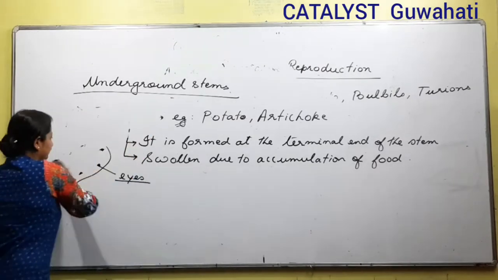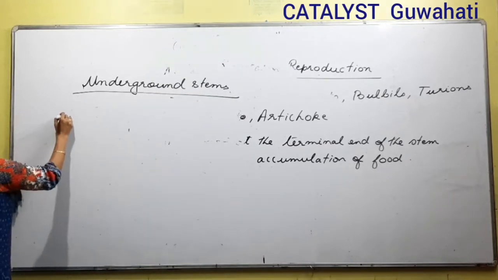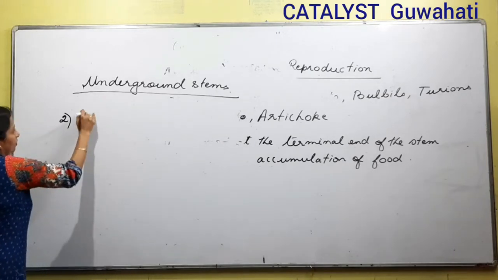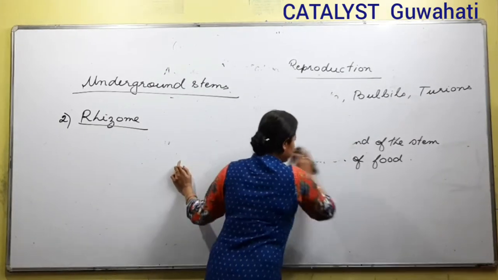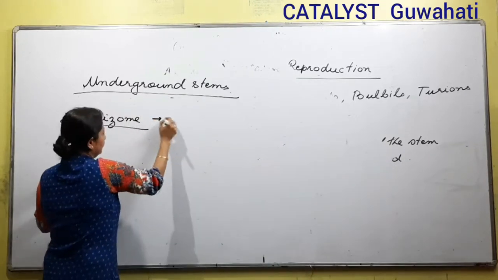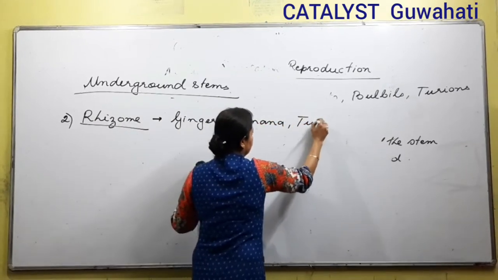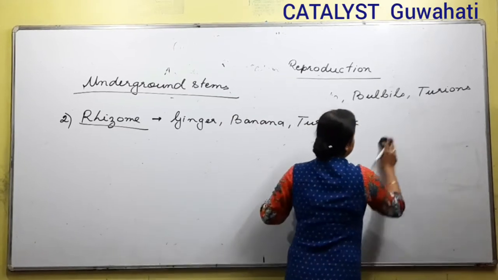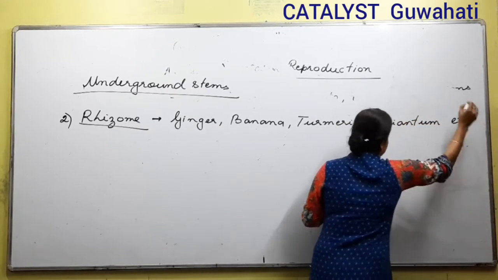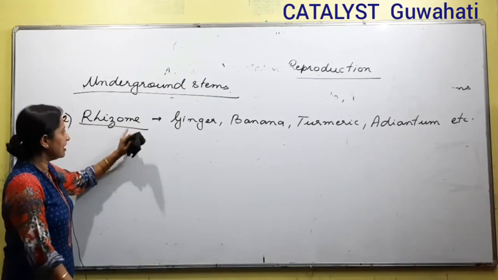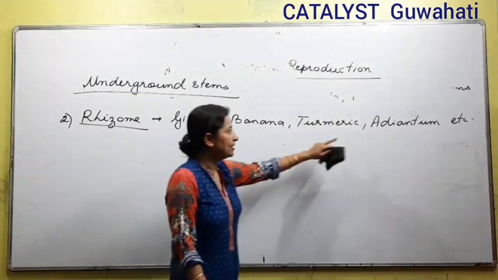The next type is rhizome. So these are the things we have already learned about it. Talking about rhizome, some common examples are ginger, banana, turmeric, adiantum, etc. Right? So these are the common examples. Ginger is the most common example, and these are things that we always see in our day-to-day life. We have an example that is called adiantum.